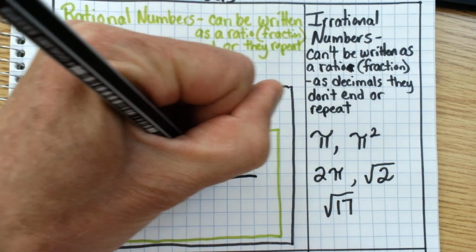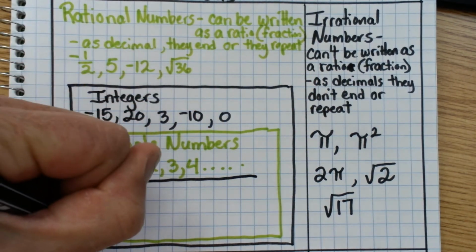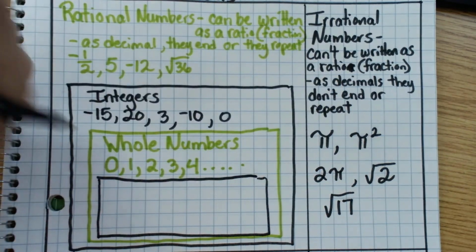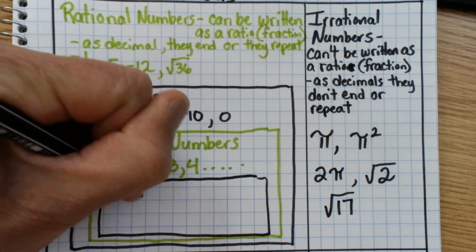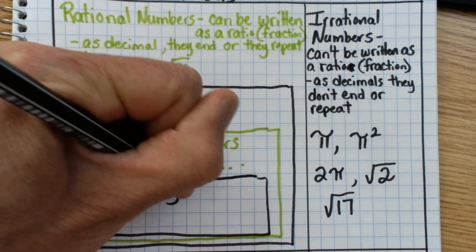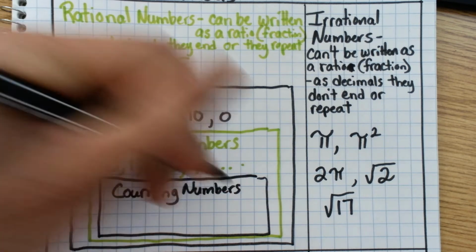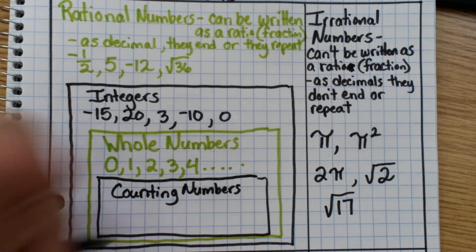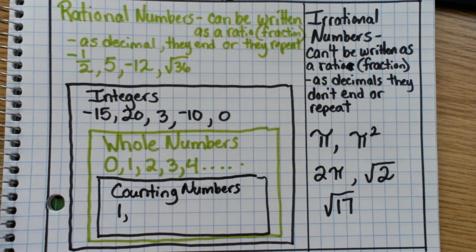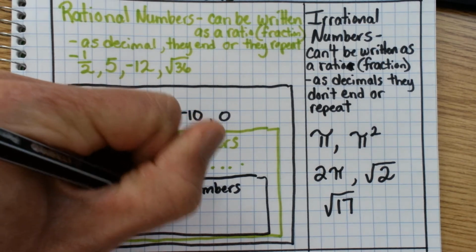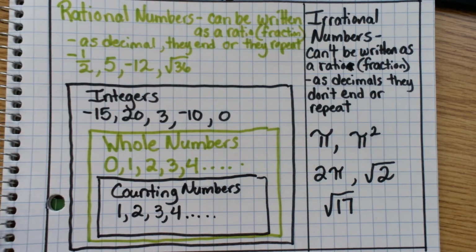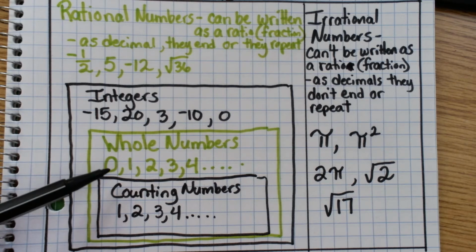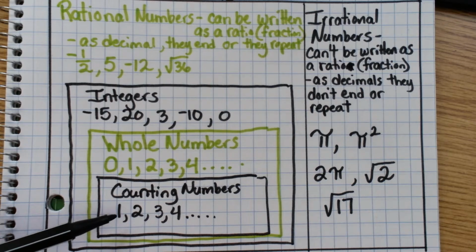And then the last category that we're going to break our real numbers down into are called the counting numbers. So if we were back in regular school and sitting in our classroom together and I asked you to count the number of students in the room, the first number you would say would be 1, then 2, 3, 4, etc. The only difference between the whole numbers and the counting numbers is 0. 0 is included in whole numbers, 0 is not included in the counting numbers.